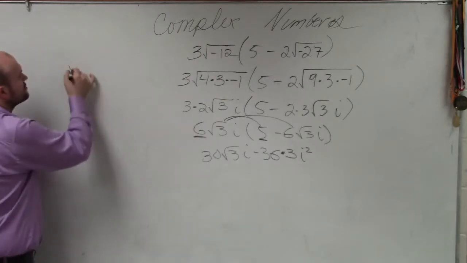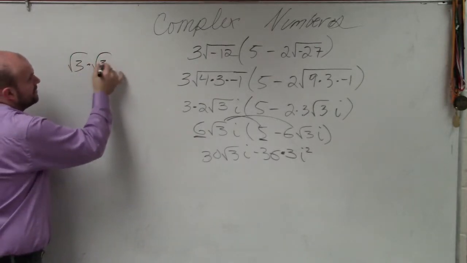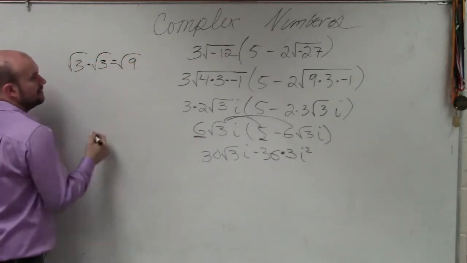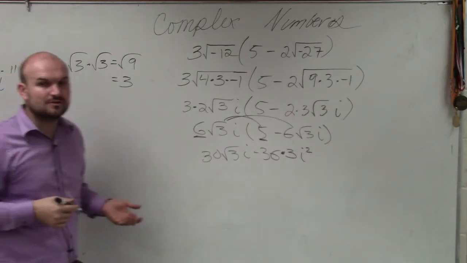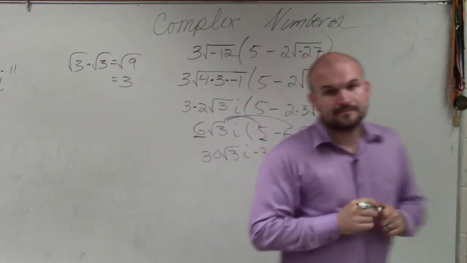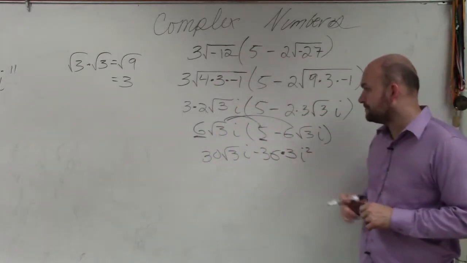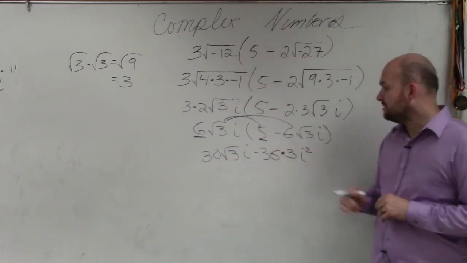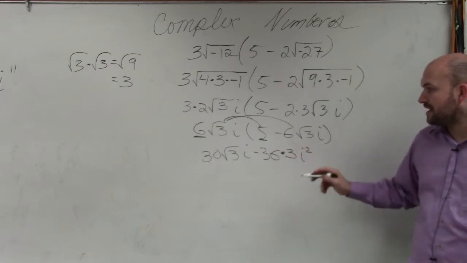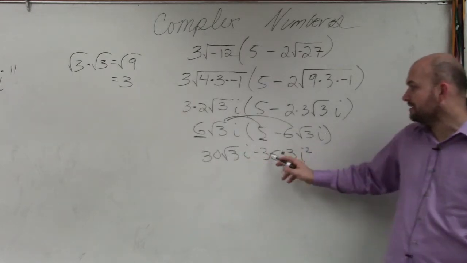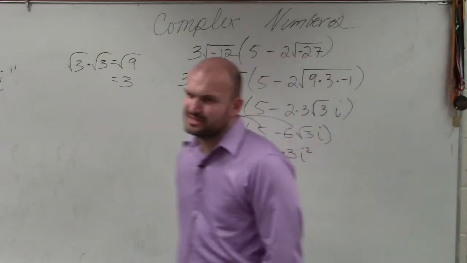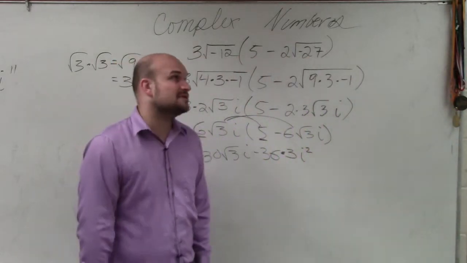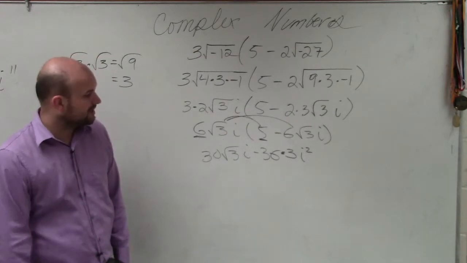Square root of 3 times square root of 3 equals the square root of 9. What is the square root of 9? 3. So I didn't have to use the radical anymore. Is it times 3 or minus 3? It's times 3. Now, I have to multiply. I can't simplify anything here. I have to multiply -36 times 3. 36 times 2 is 72. Plus another 36 would be 108.